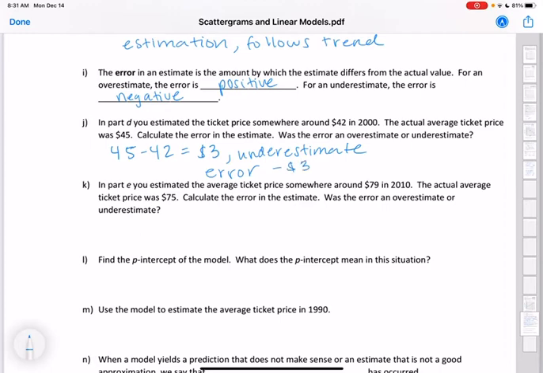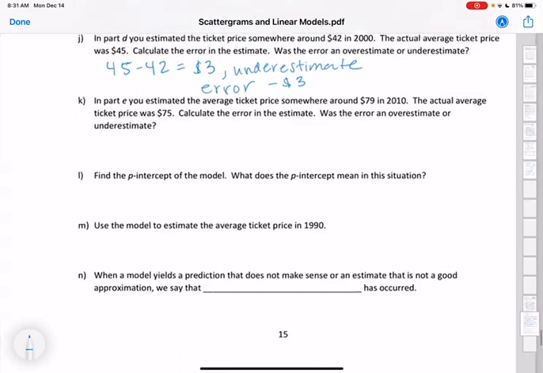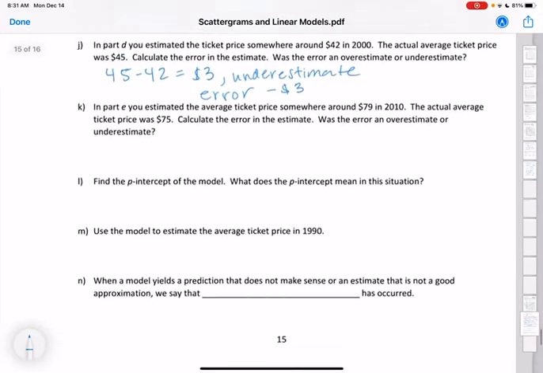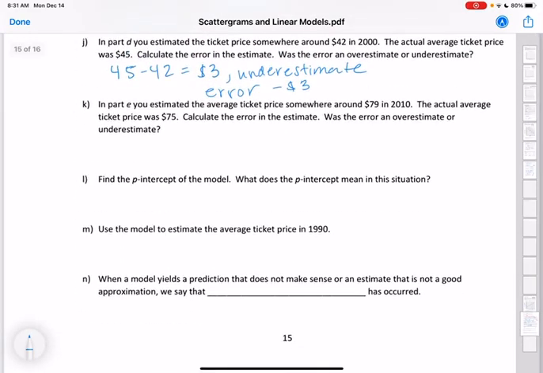Next, in part E, you estimate the average ticket price somewhere around $79 in 2010. The actual was $75. Calculate the error. So go ahead and try this one and hit pause. Actually, I think go ahead and try to finish off all those, okay? So give all those a try. Hit pause, come back when you're ready.